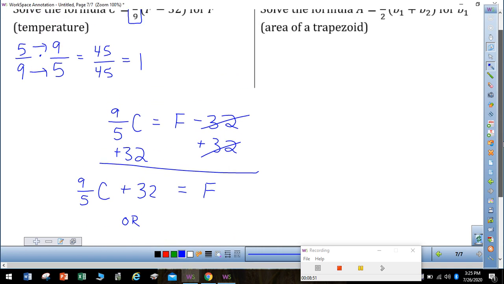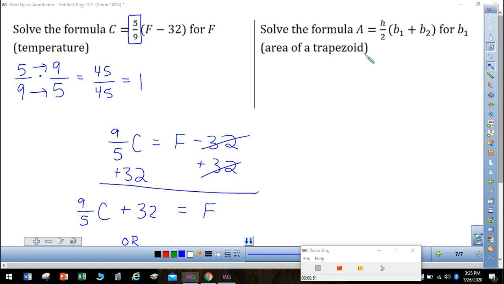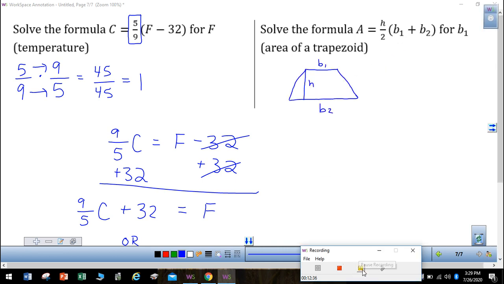So there we go. And then let's take a look at our very last formula, which actually has a similar setup to the temperature formula. This one is for the area of a trapezoid. Okay, so I wanted to draw in the shape for you here. So here's a trapezoid, so we can see the height.